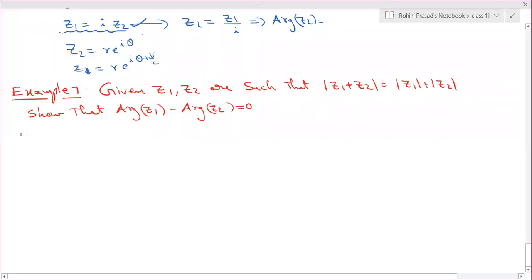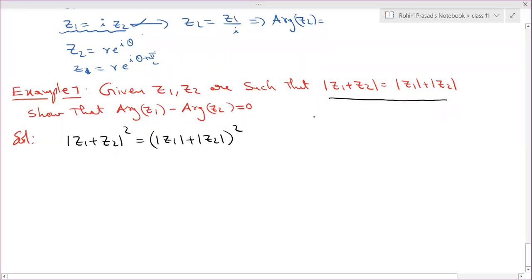So the question asked is to calculate the argument of Z1 and Z2. So just consider the given equation and square both sides. Then Z1 plus Z2 the whole square becomes Z1 square plus Z2 square plus 2 Z1 Z2, equal to the RHS, which is mod Z1 square plus mod Z2 square plus 2 times mod Z1 into mod Z2.